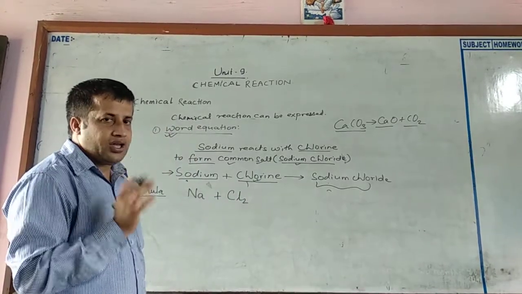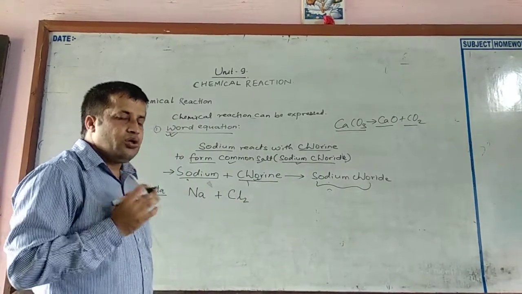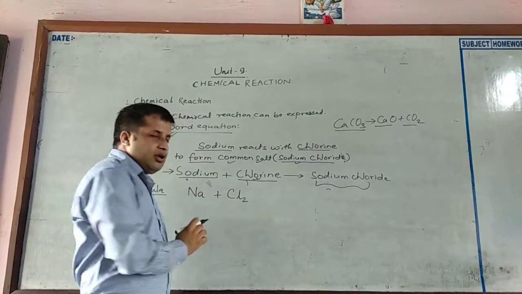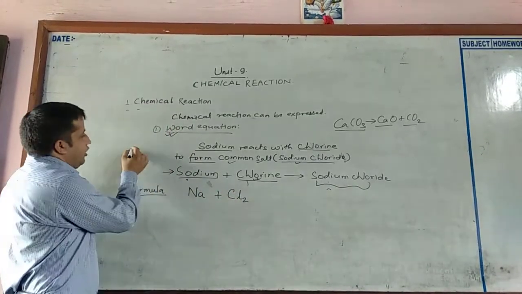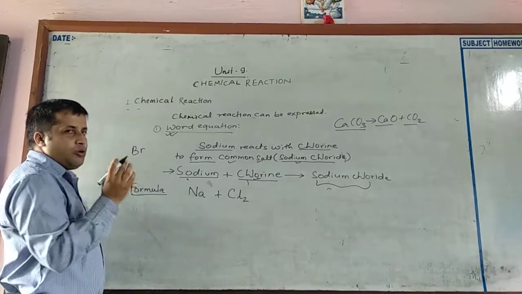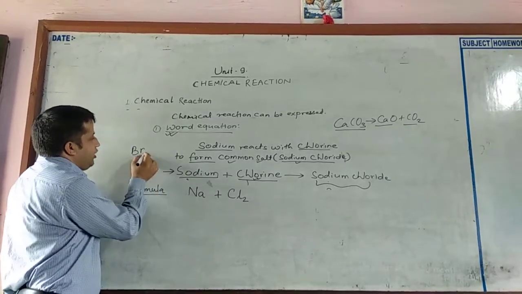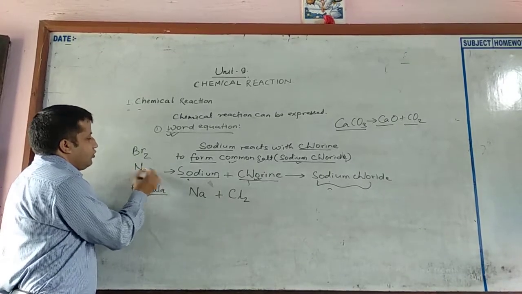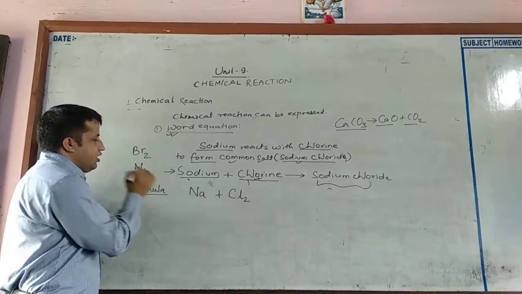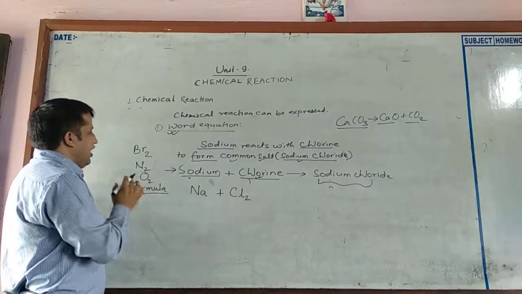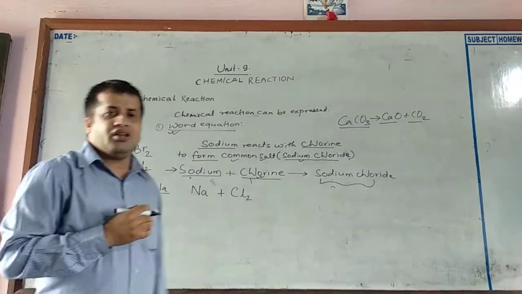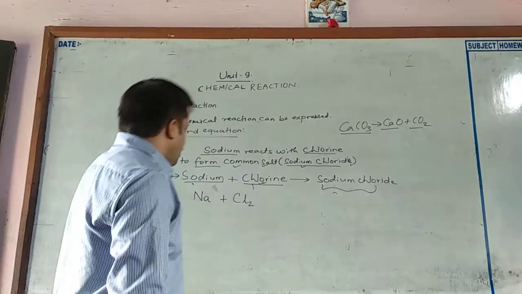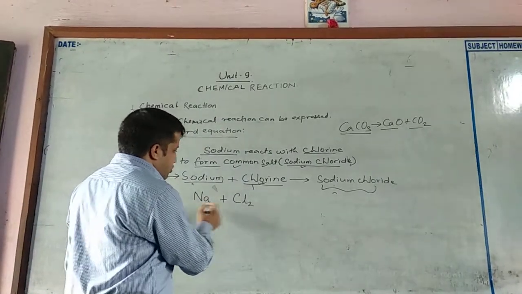So during a chemical reaction you have to remember that for chlorine you write Cl2, like bromine, wherever bromine is written, you have to write Br2. Where nitrogen is written, N2, where oxygen is written, O2. Like that, other diatomic elements will be written in this form. Is it clear? Okay, now I will proceed further.